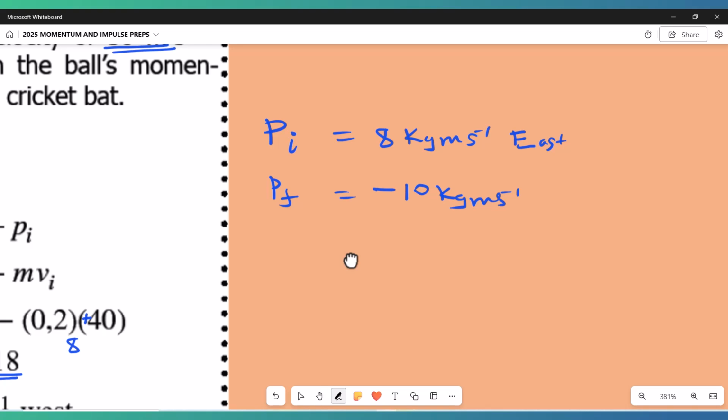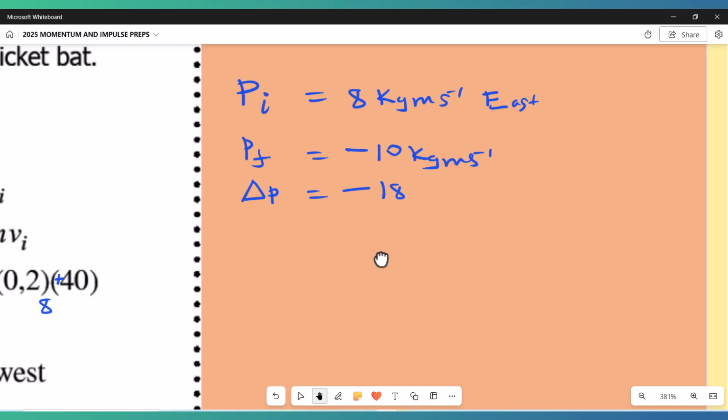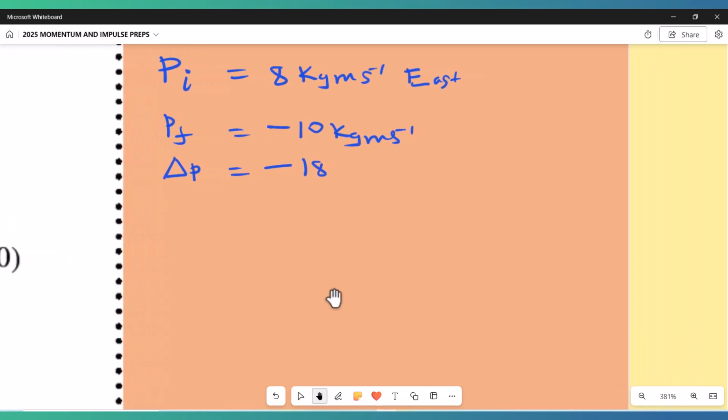Now, what about our change in momentum? Our change in momentum, we can get by our graph as well, but just put it here. We got negative what? Negative 18. Okay. All right. Now, I want to show you how we can do this on the graphs here. Now, we are choosing east as what? East as positive. So watch this, guys.